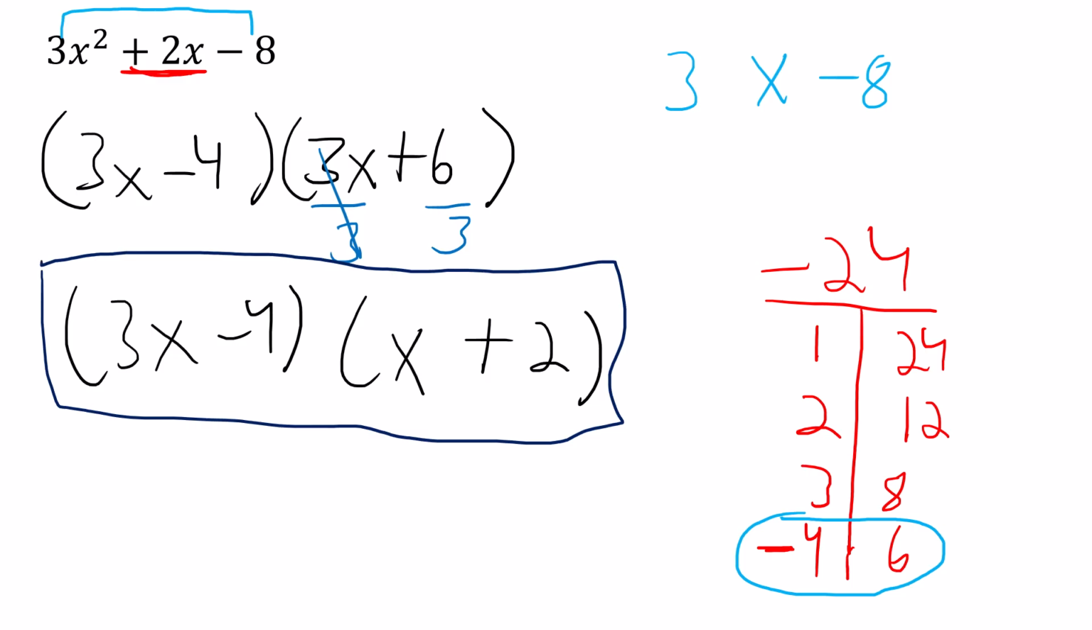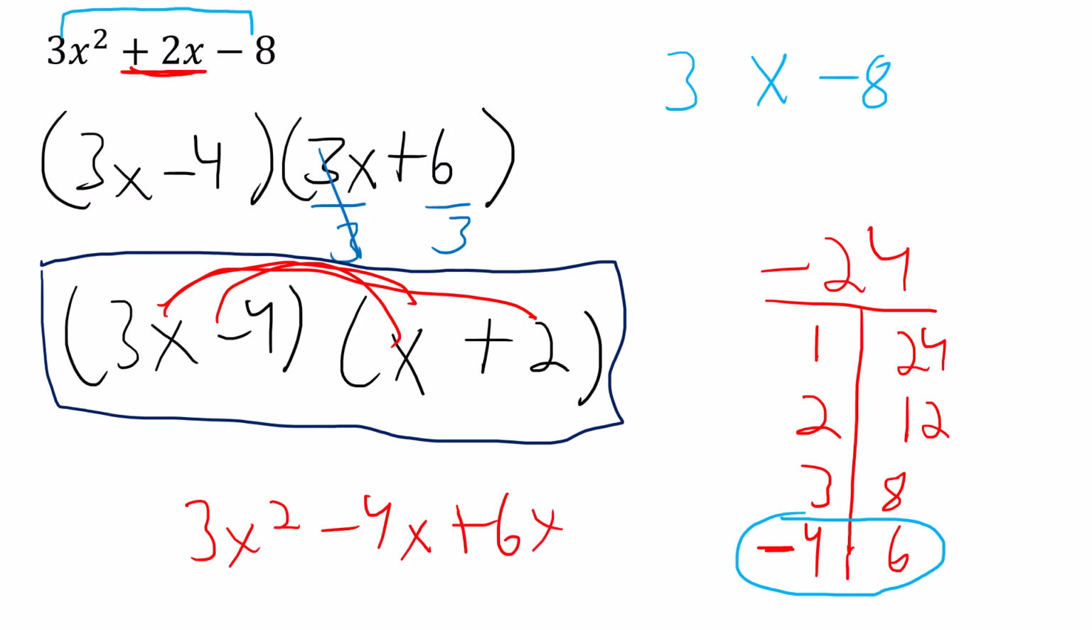We can check it out by FOILing it. 3x times x gives us 3x squared. Negative 4 times x gives us a minus 4x. 3x times 2 is going to give us plus 6x. Negative 4 times 2 is going to give us minus 8. And when we combine those like terms in the middle, we end up with what we started with, meaning that we did it correctly.